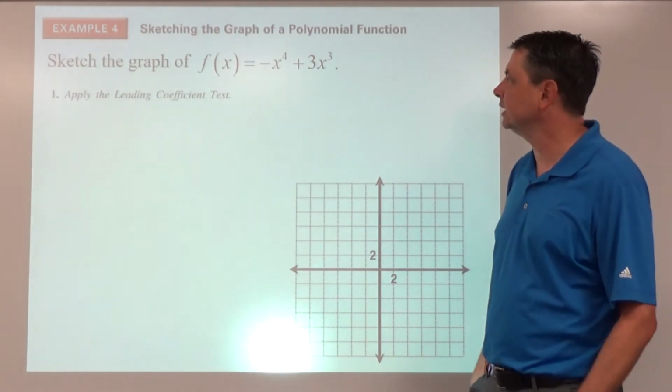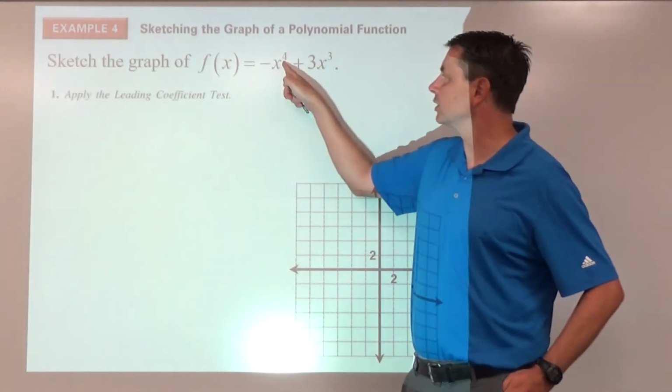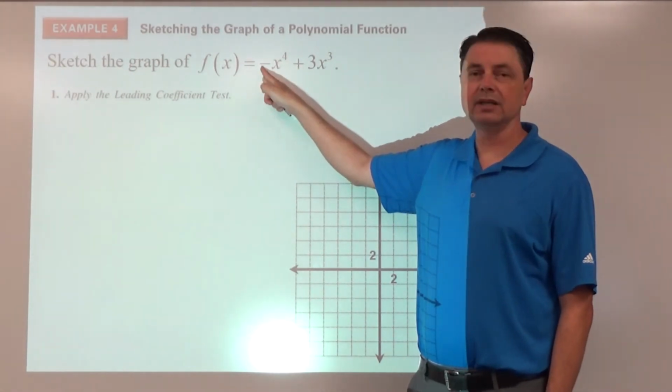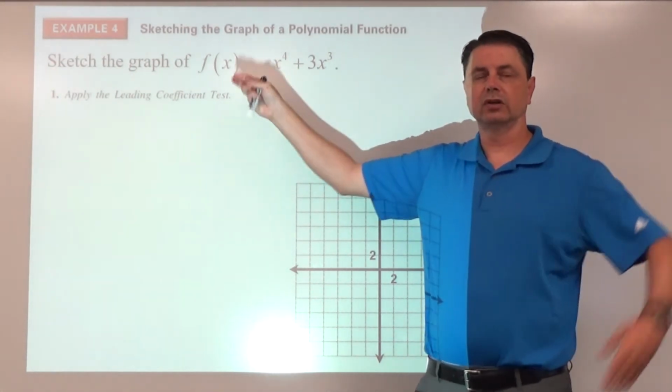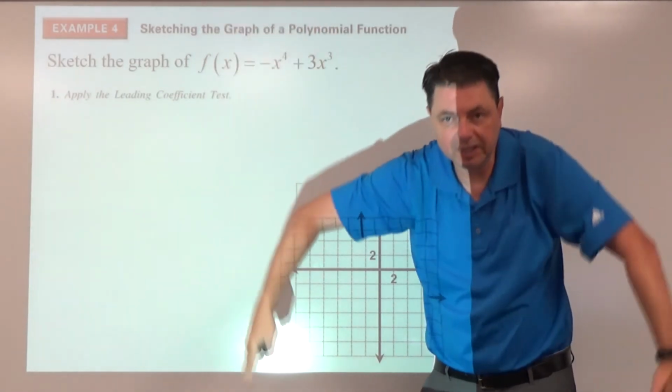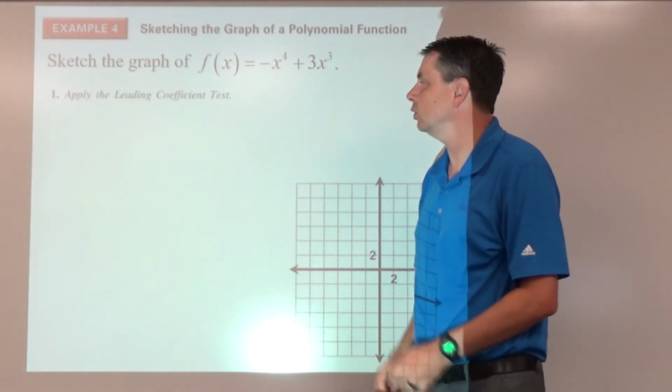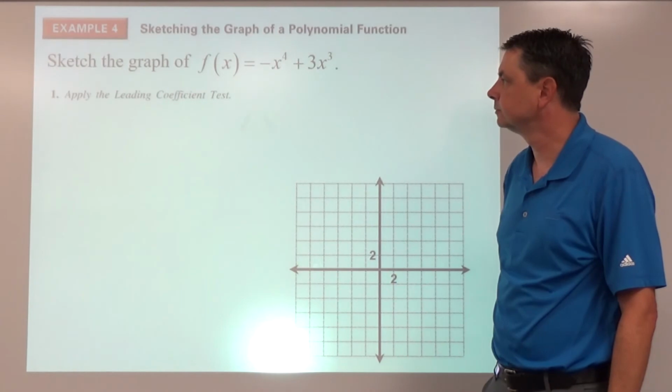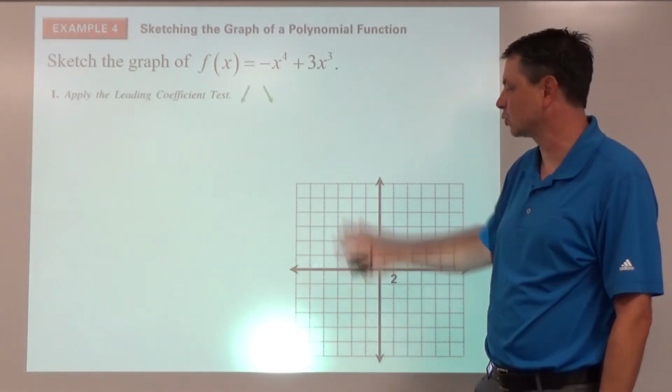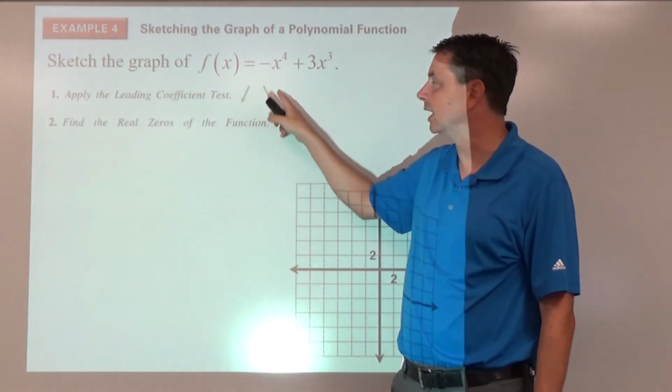We will apply the leading coefficient test. So the degree is 4 with a negative leading coefficient. So 4, but flipped. It's going to start low and end low. And since we're going to sketch it, we can just be informal about that.